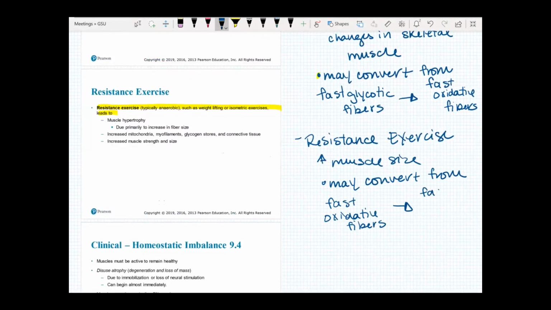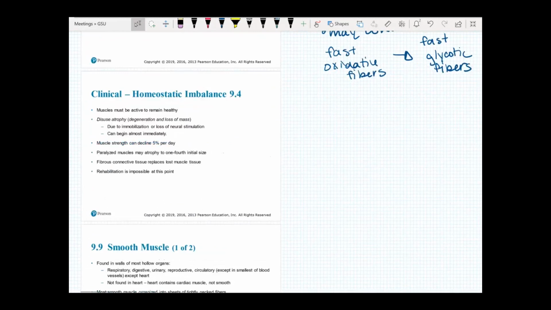So this is that premise of different workouts can produce different results because different fibers are being utilized and then converted. So muscles do need to be active to remain healthy. And this is really, really, really big in the world of rehabilitation, because if you go through the process of inactivity, paralyzed muscles will atrophy. You'll actually replace muscle tissue with connective tissue, and it's impossible to do any kind of rehabilitation from that point.